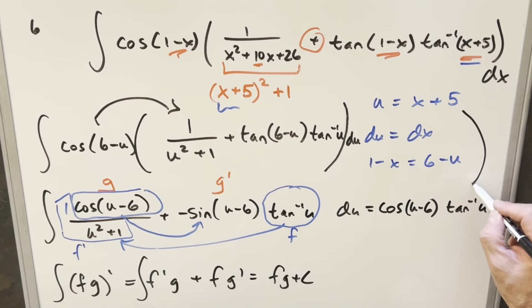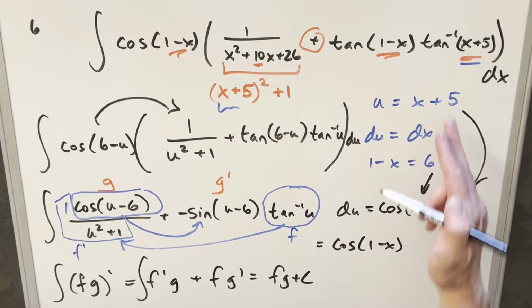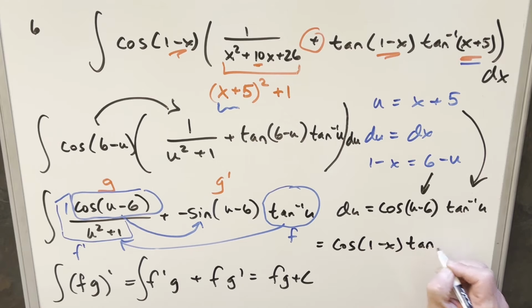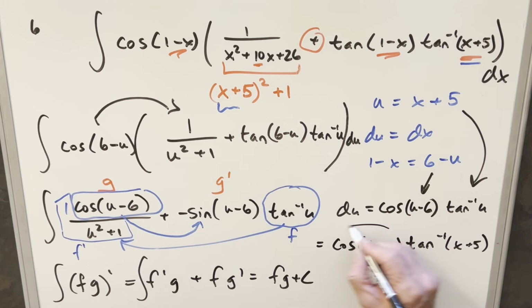But then let's just back substitute in order to finish this. First, on the cosine u minus 6, I can put this back because again, it's an even function. So I can write it as cosine 1 minus x. And then u is x plus 5. So we have arctan x plus 5, add a plus c, and that's it.